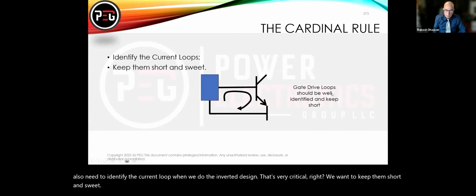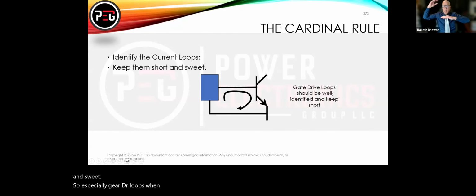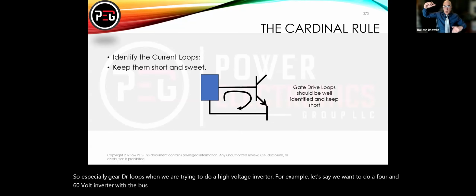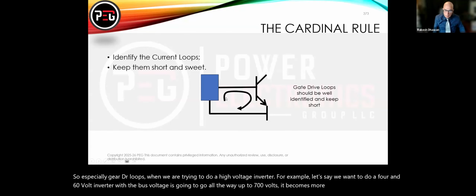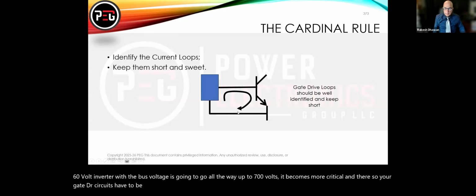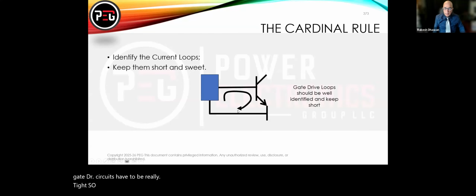Especially gate drive loops, when we are trying to do a high voltage inverter, for example, let's say we want to do a 460 volt inverter where the bus voltage is going to go all the way up to 700 volts, it becomes more critical. Your gate drive circuits have to be really tight so that you don't have dV/dt phenomena, which can then cause a lot of noise into your microcontroller or DSP.